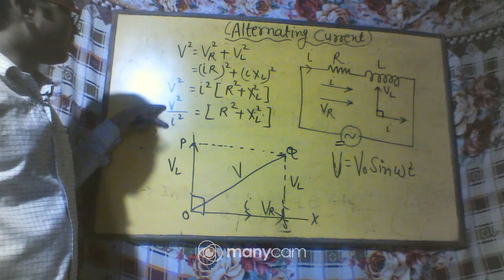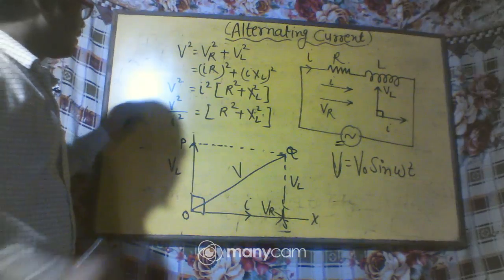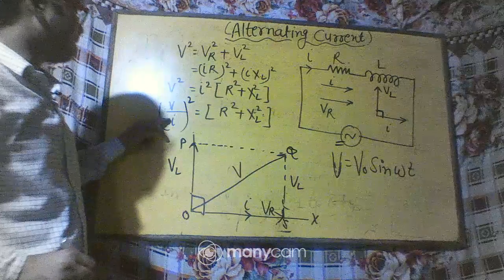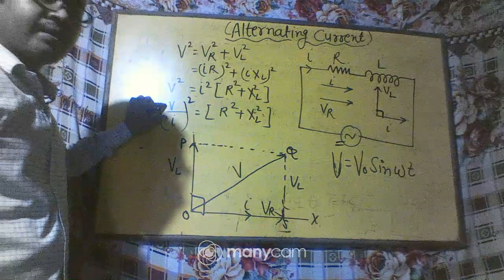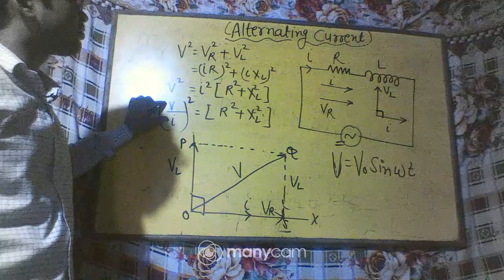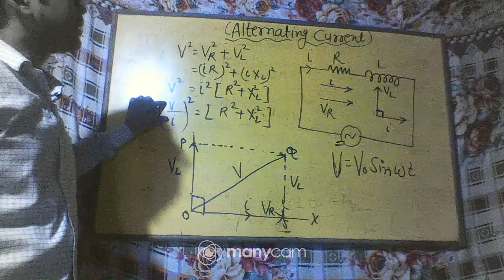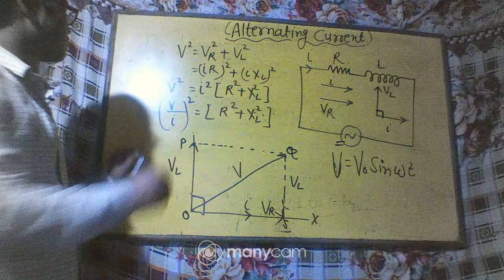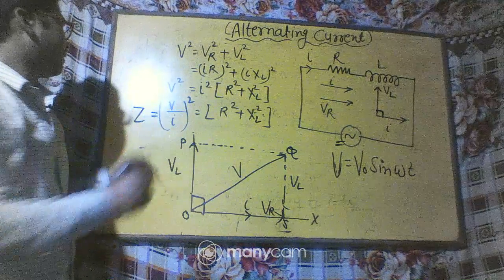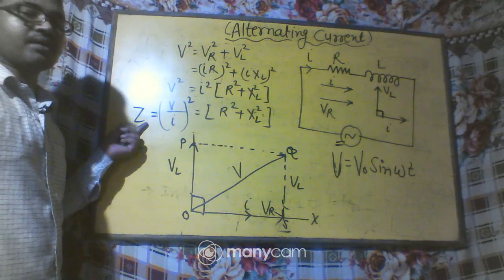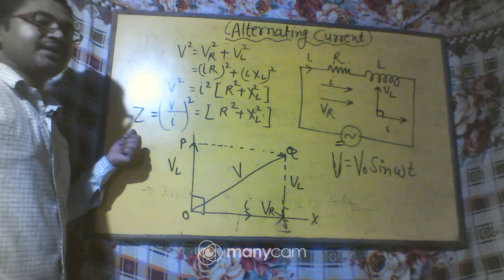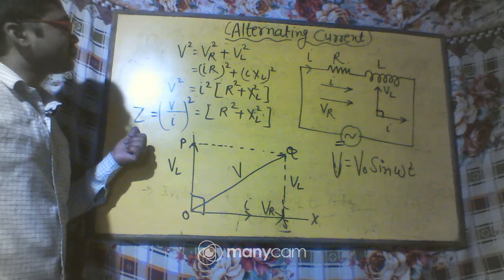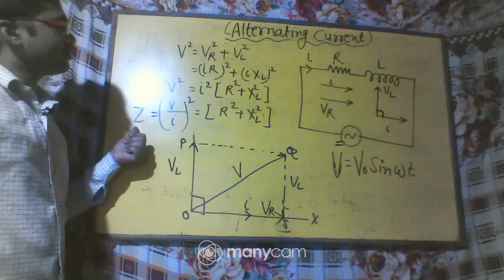Okay. Now you can see here V upon I, you can write it like this, whole square, V upon I. Now you can see this has the dimension of resistance, and this one is the effective resistance of this circuit, which combines the effect of resistance and inductance both. So this one is denoted by the letter Z and known as the effective impedance of the circuit, that is the RL circuit.